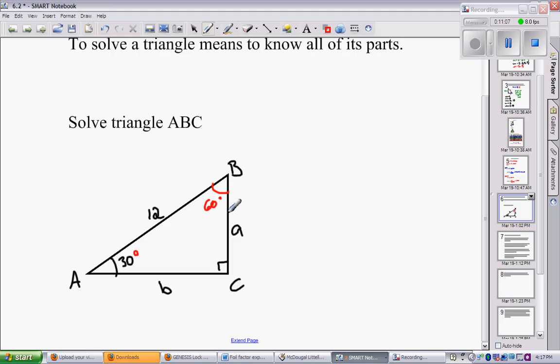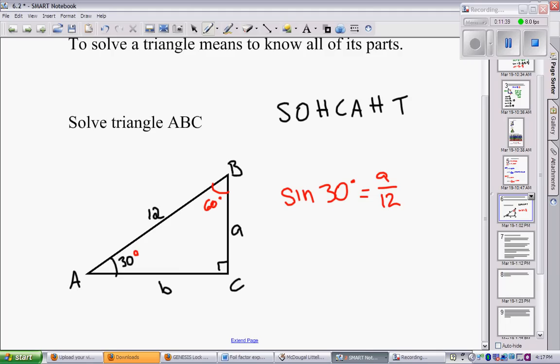So to find A, it is opposite the 30 degrees, and we know the hypotenuse. So we can take the sine of 30 and that gives us A over 12. Remember, SOHCAHTOA. So we are using SOH. So to work this out, we have to solve for A.